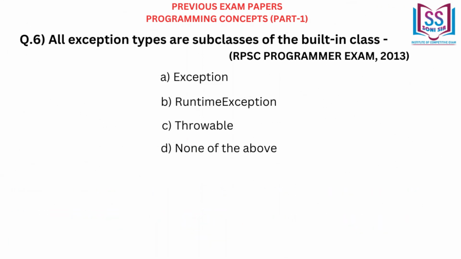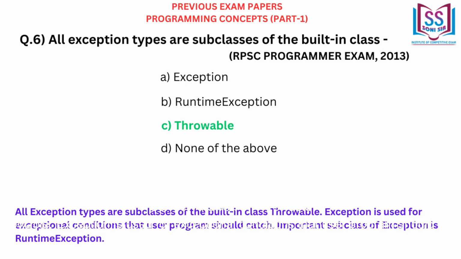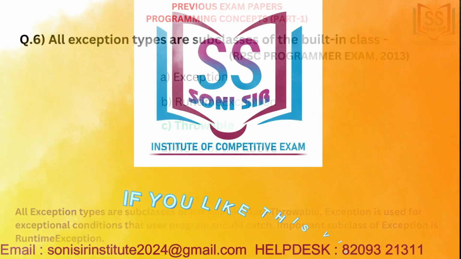All exception types are subclasses of the built-in class: A. Exception. B. RuntimeException. C. Throwable. D. None of the above. Correct answer: C. Throwable. All exception types are subclasses of the built-in class Throwable. Exception is used for exceptional conditions that user programs should catch. An important subclass of Exception is RuntimeException.